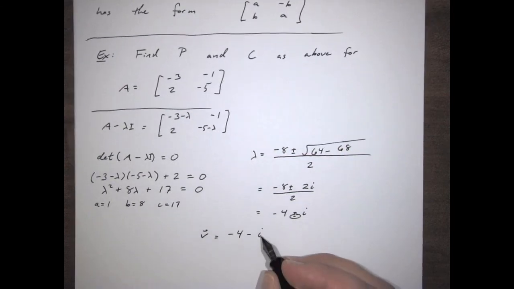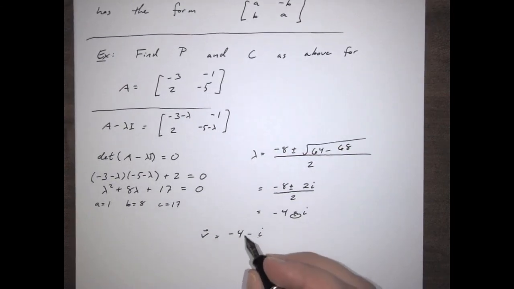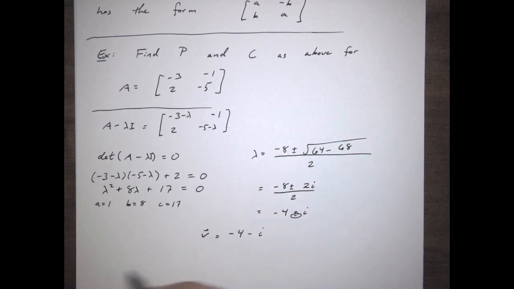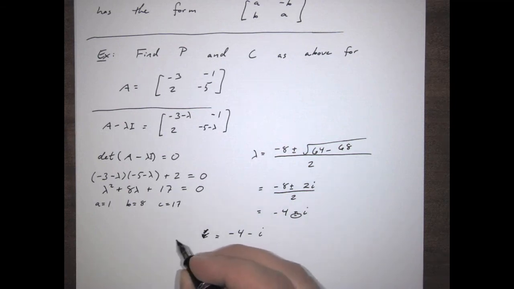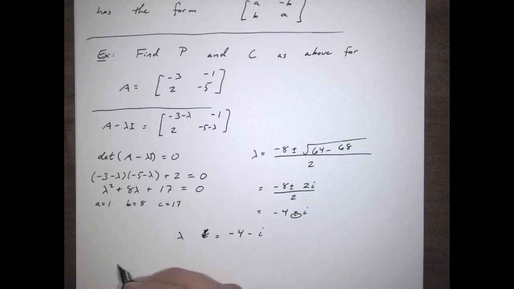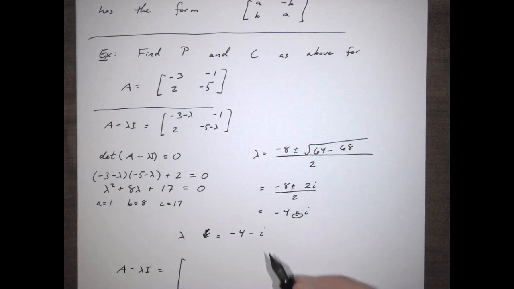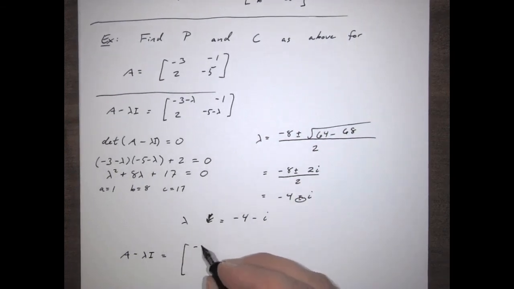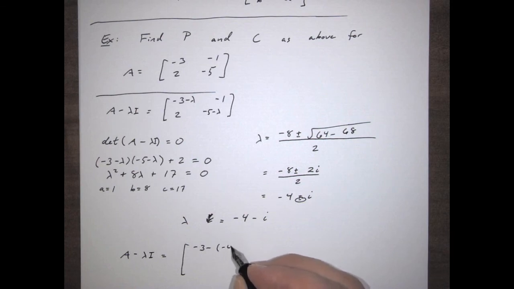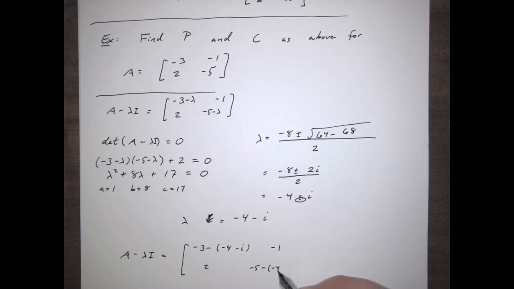So that's now the eigenvalue we'll be using. To find the eigenvector, what we need to do is look at A minus lambda I and put this into that spot. So minus 3 minus negative 4 minus i, minus 1, 2, negative 5 minus negative 4 minus i.